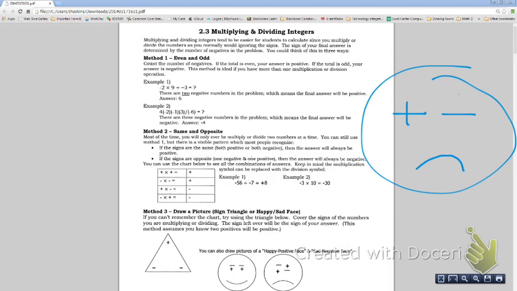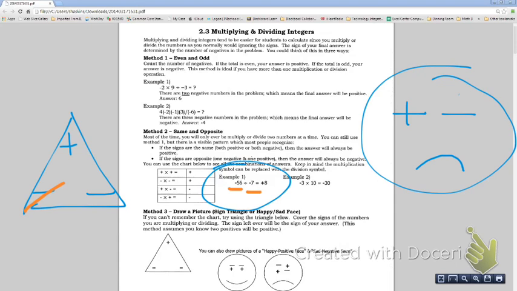Another way of drawing a picture, some people like to use this, is the sign triangle. If you draw this picture of a triangle with a plus and two negatives like this, what you will do is, using your thumb, cover up the two signs of your problem. I'm going to use example 1 from method 2 to show you what I mean. The first number is a negative 56, so I'm going to cover up the negative. And the second digit is a negative 7, so I'm going to cover up the other negative. You would use this with your fingers, and then that leaves you a positive. So that's why the answer is a positive.